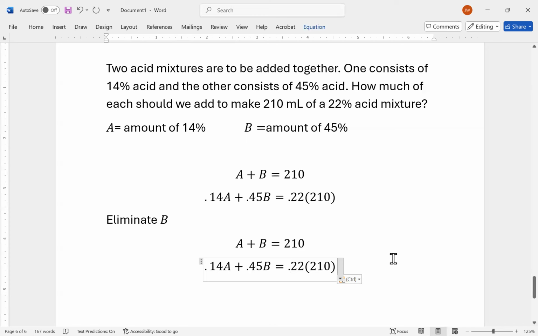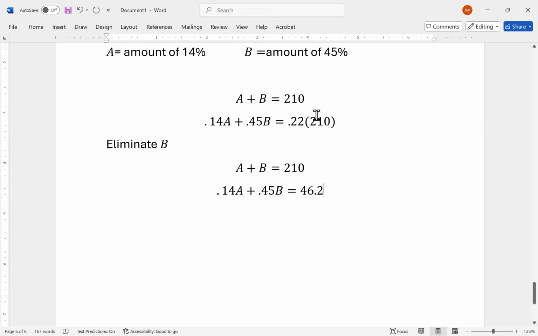Now, before we do anything else, let's take 22% of 210 milliliters. That's 46.2 milliliters. So while it's 210 milliliters total, 46.2 of that is going to be acid. And then just like before, using elimination, I'm going to put parentheses around each equation.